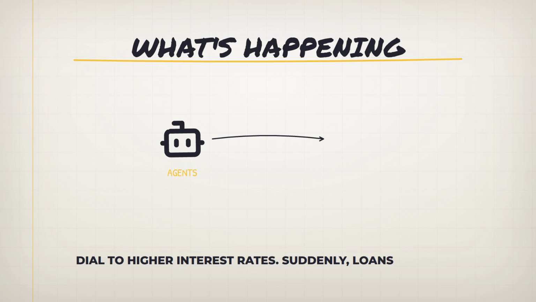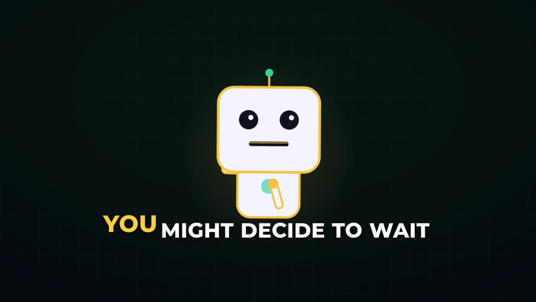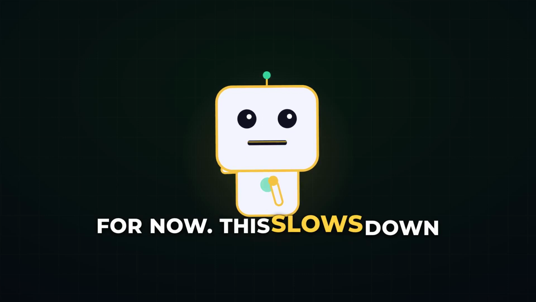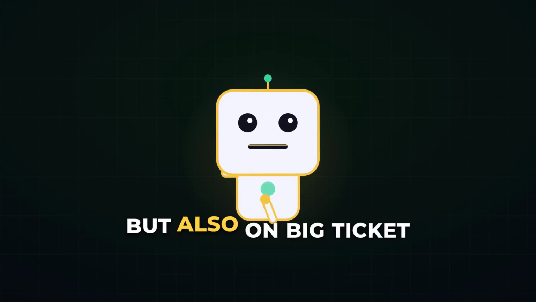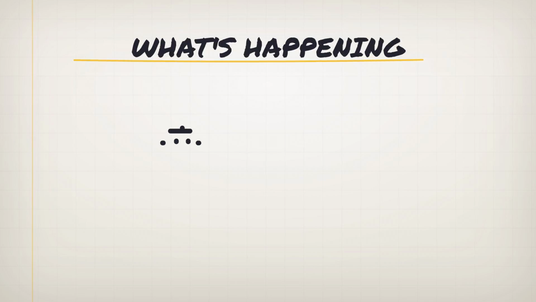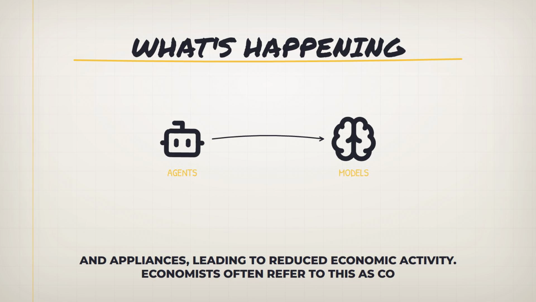Now, let's flip that dial to higher interest rates. Suddenly, loans are more expensive. That same house you wanted, the monthly payment is now higher because of increased interest. So, instead of rushing to buy, you might decide to wait or even stick with renting for now. This slows down spending not just on homes, but also on big-ticket items like cars and appliances, leading to reduced economic activity. Economists often refer to this as consumer confidence.